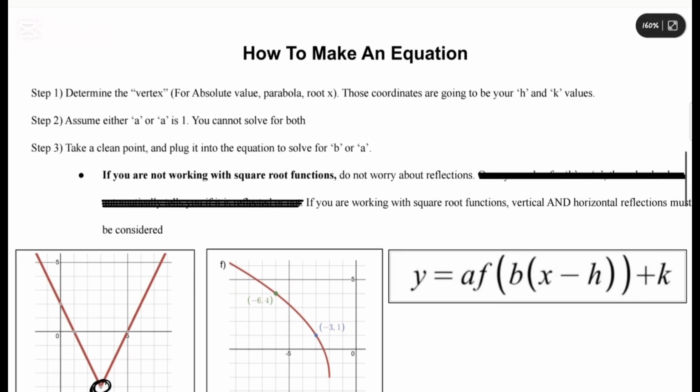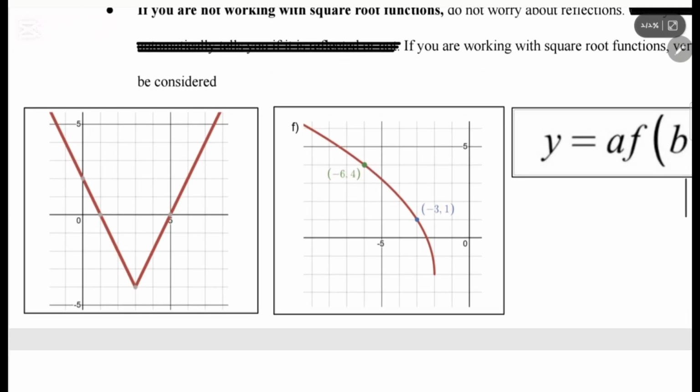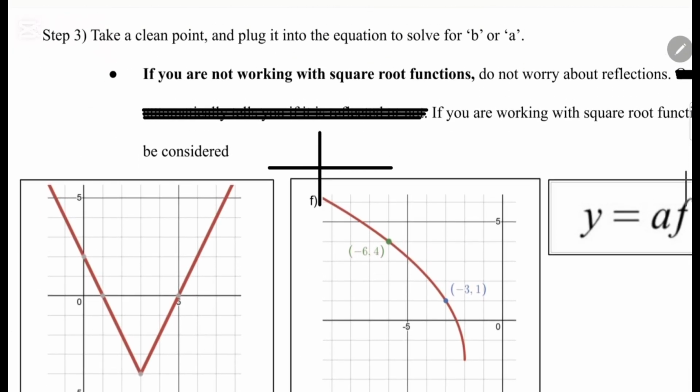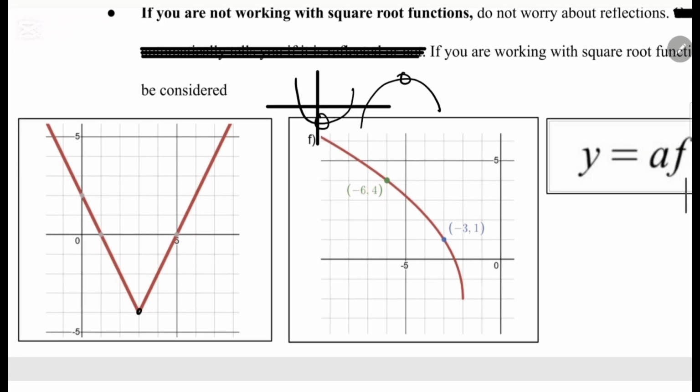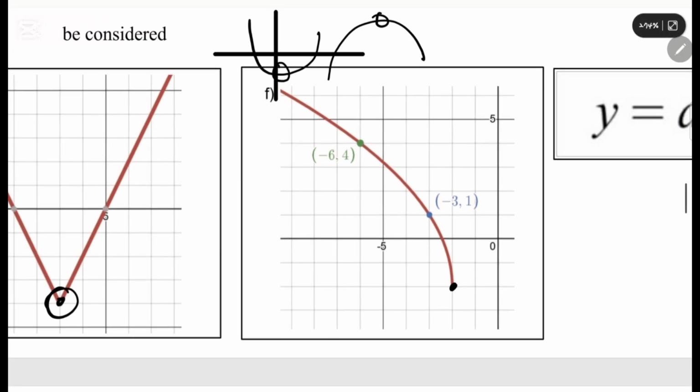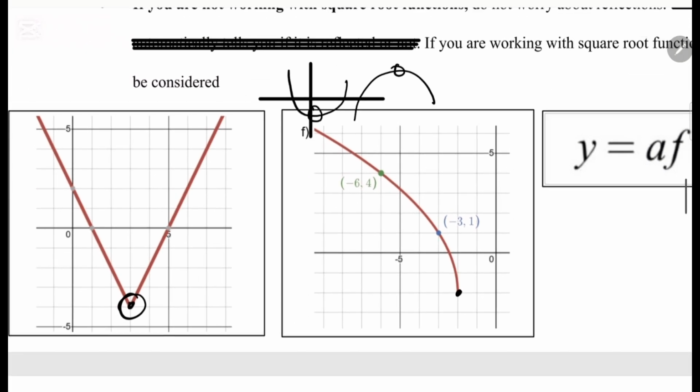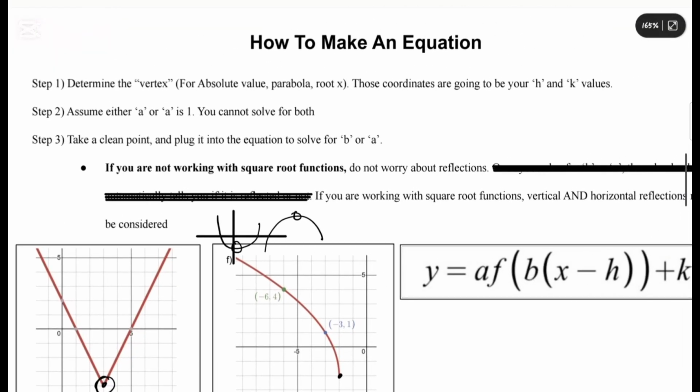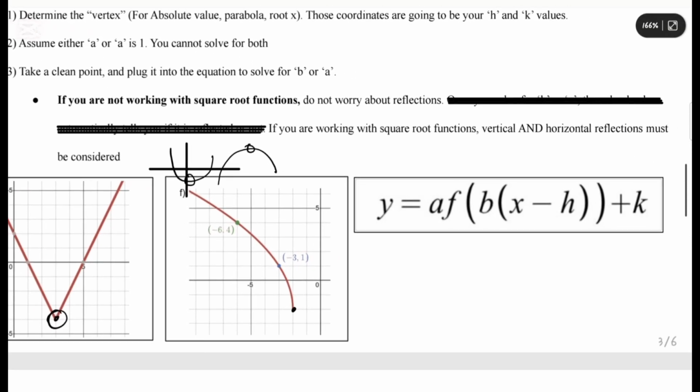Okay, so the first step to make an equation out of a transformed graph is to find the vertex. The vertex means a peak, like in a parabola, where you have a peak down here, or a peak up here. That's your vertex. For an absolute value function, it's going to be right here, the peak, and for a root function, it's going to be right here, where the function starts to curve. And you're going to replace the coordinates of the vertex into h and k.